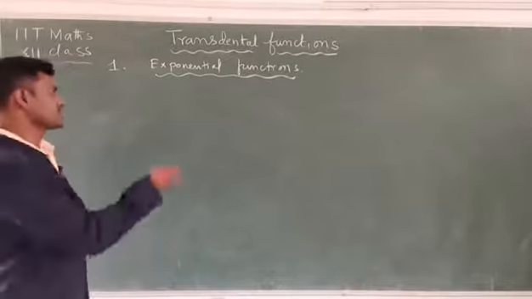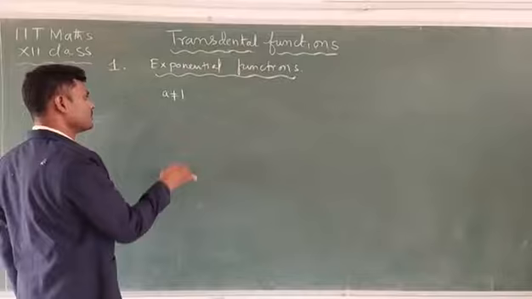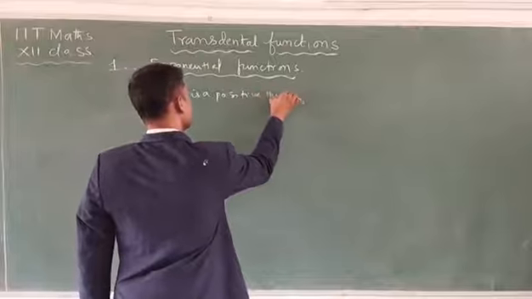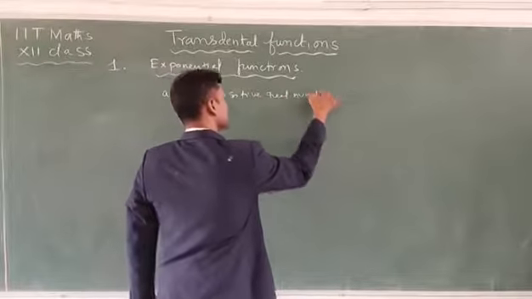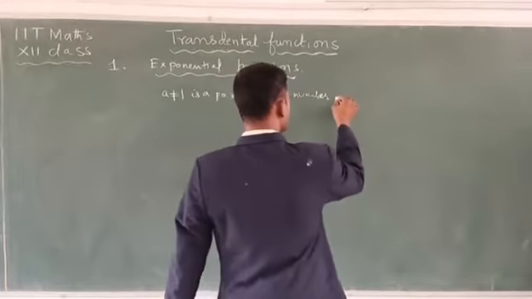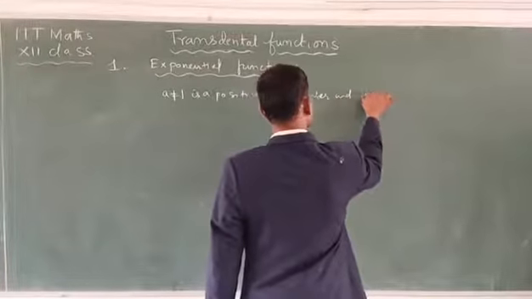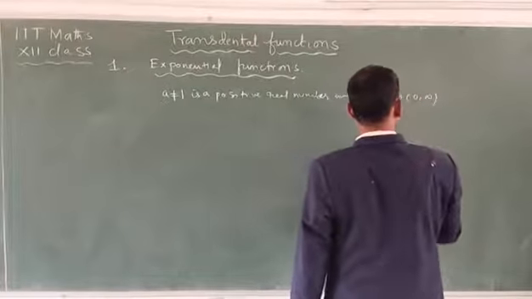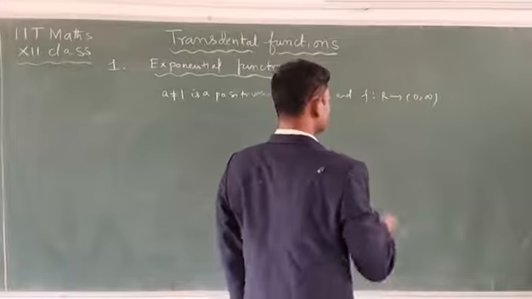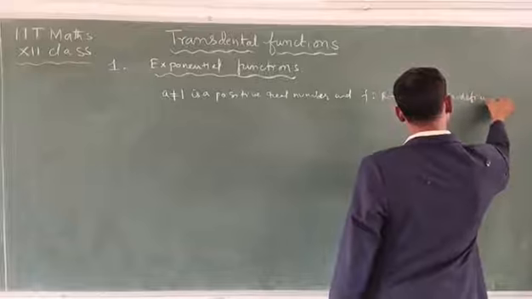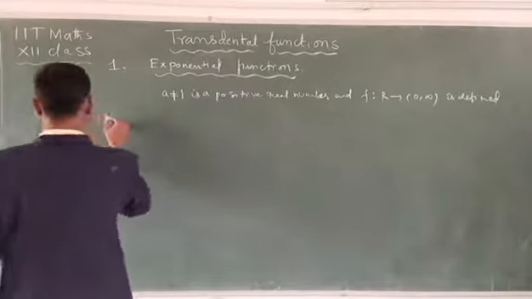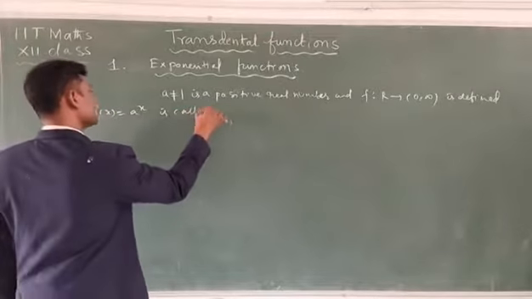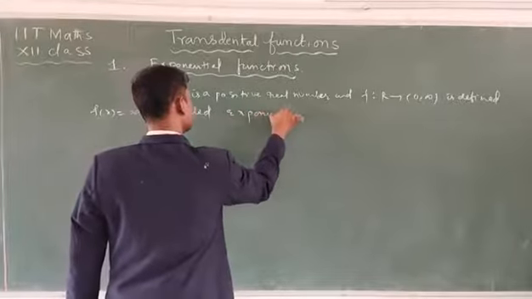Now, exponential functions. What is an exponential function? Here a is not equal to 1 and is a positive real number, and f is a mapping from R to (0, plus infinity) defined by f of x is equal to a to the power of x, which is called the exponential function.